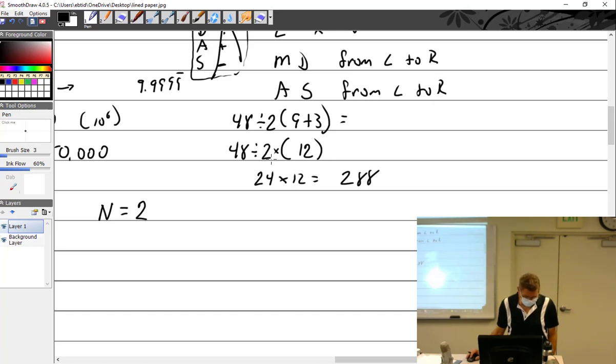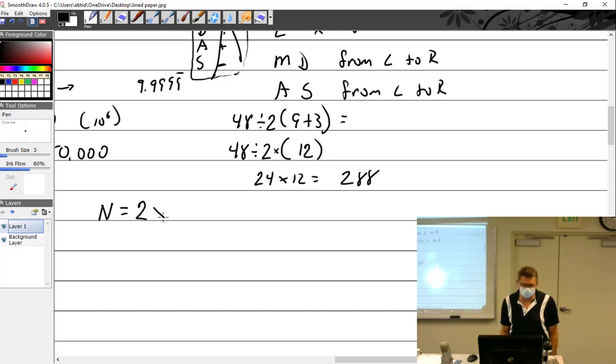I always thought addition and subtraction was left to right. Yeah. Well, 288. Oh, did you leave it in the parentheses? So I put it in just like that. 48 divided by 2 parentheses 9 plus 3. Oh. I got 288. You got 288. Yeah. Dude, is my calculator defective? I do know that I'm right.